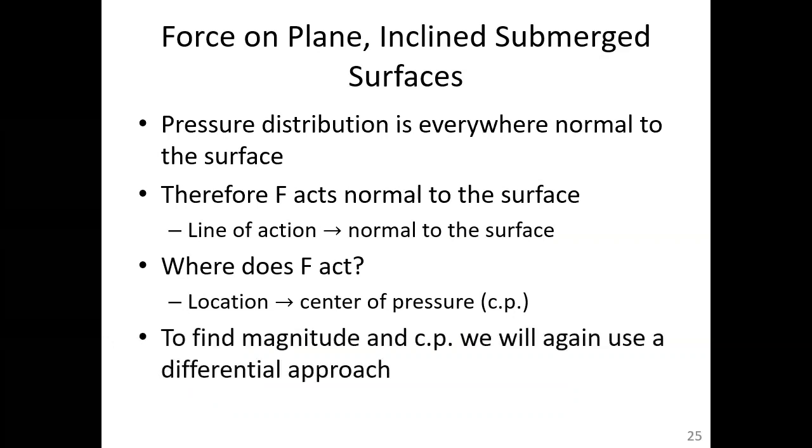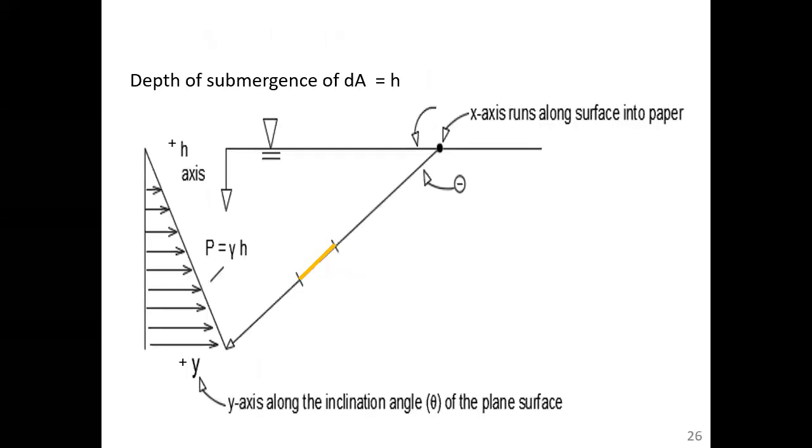To find the magnitude of the force and where it acts, the center of pressure, we're going to use, again, the differential approach that we used before in the horizontal. We're going to slice this area up into horizontal differential strips, calculate the differential force on each one, dF, and then integrate over the area. So here is our definition sketch, and you can see that this surface is inclined at theta again. And here is our surface again, highlighted in yellow.